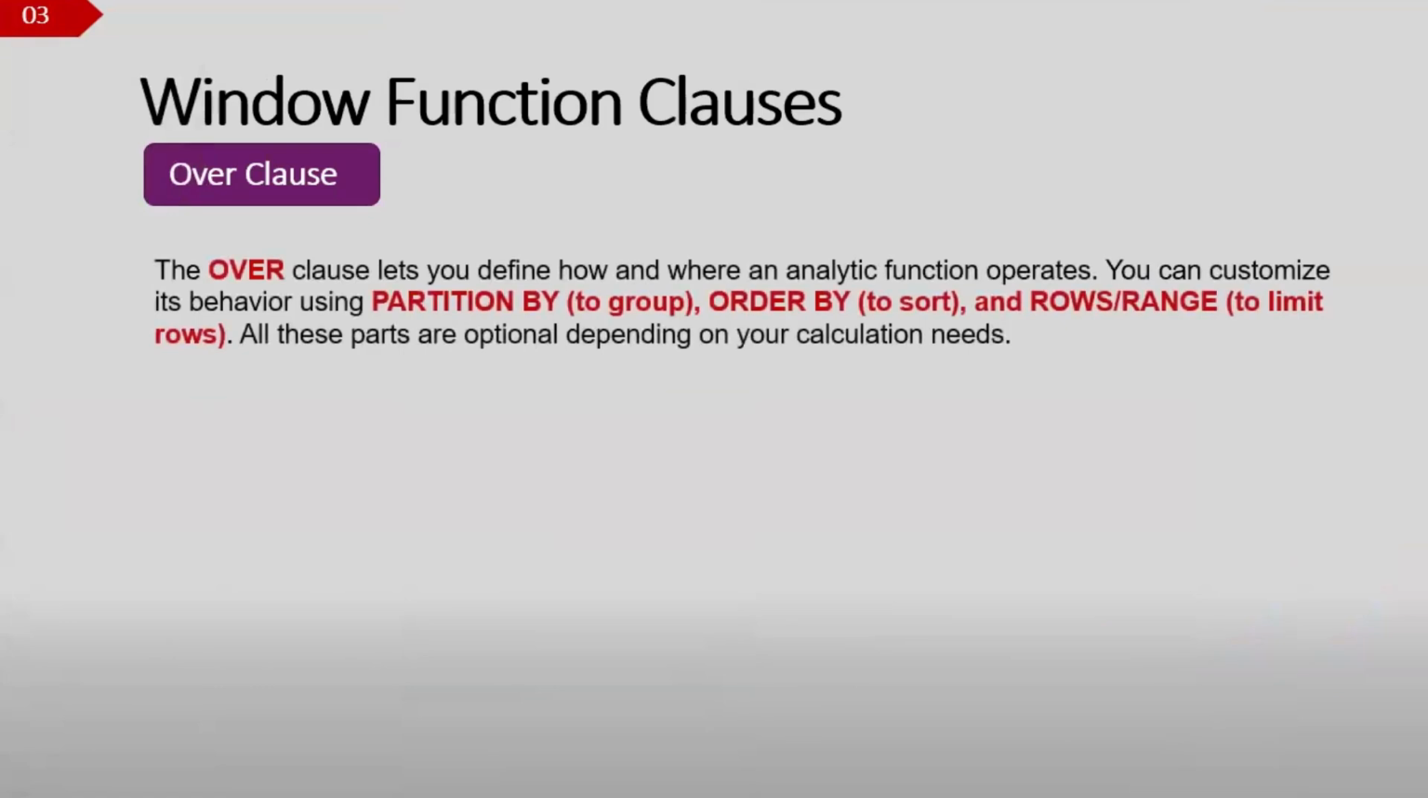So what does the over clause contain? It contains partition by, order by, and now the most important part of the over clause, which is rows and range. It's very important actually, please focus. The rows and range is a game changing.